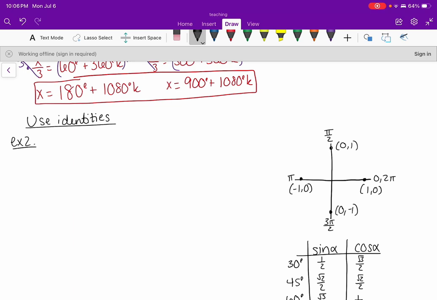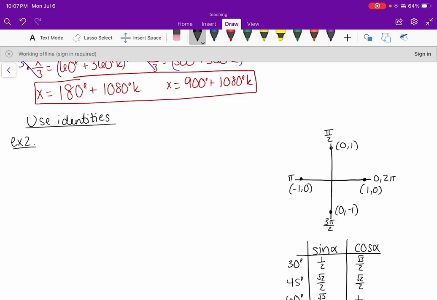Whenever you're using identities, I'm going to talk about why we might want to use them. If you have multiple trig functions, or maybe it's all sine, all the same trig function, but there's different stuff in the parentheses, you may need to use an identity to fix that. If you see sines and cosines, multiple different trig functions, that also might be one where you need to use identities.